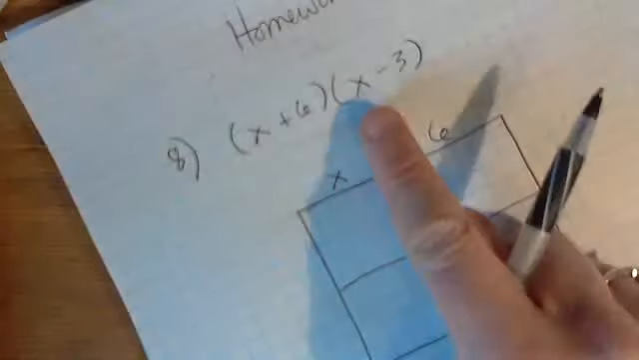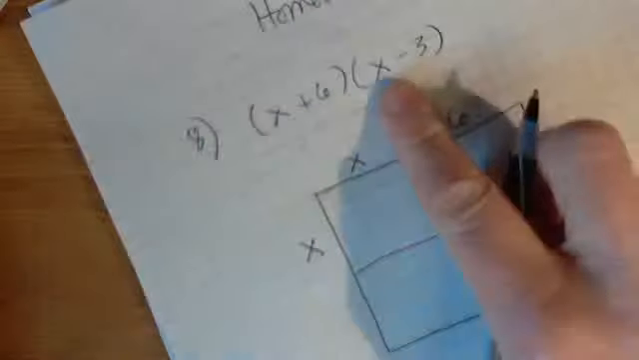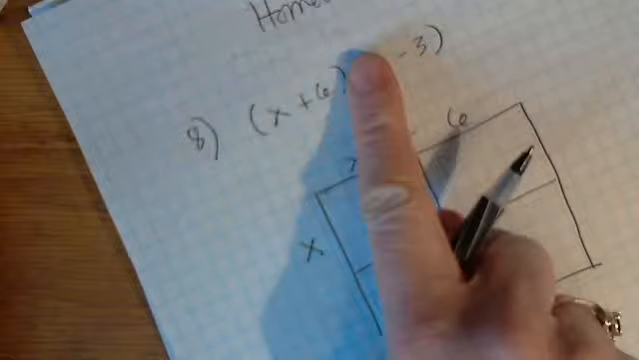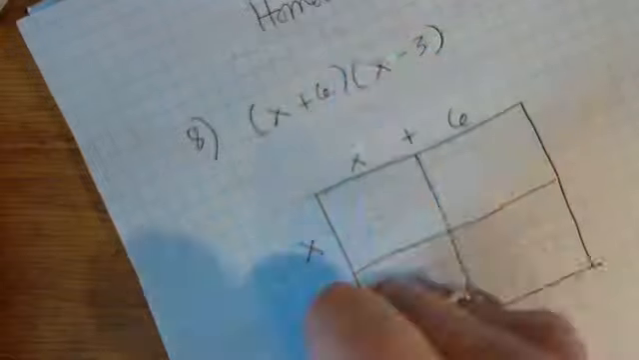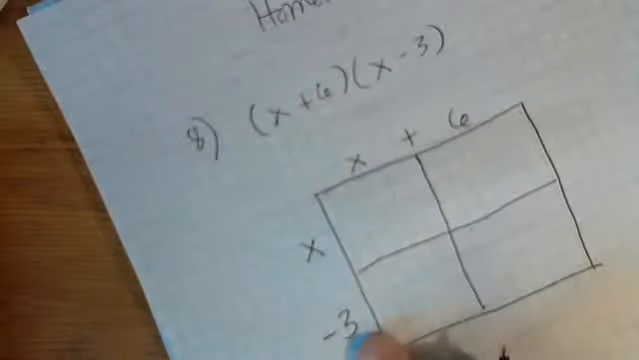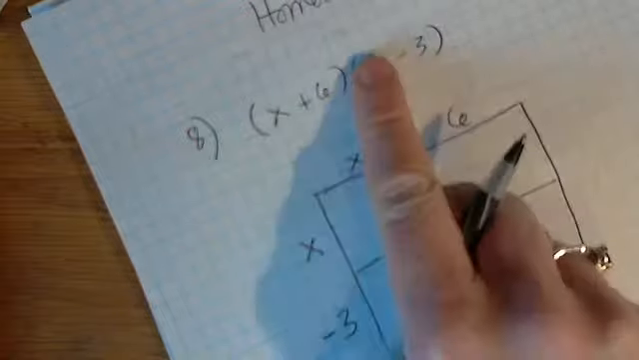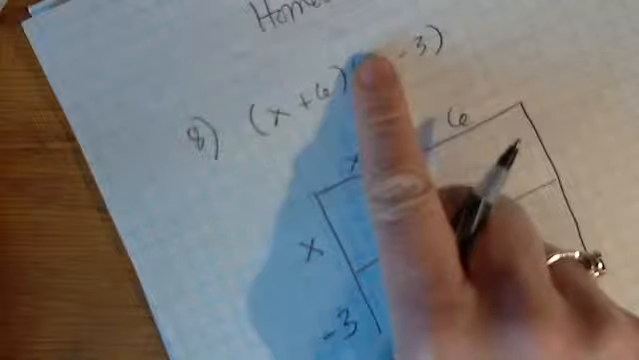Along this edge, I'm going to write the terms for the second binomial. I'm going to put an x here for this term, and now be careful, I'm going to write a negative 3. I'm going to think of this as subtract 3 or a negative 3 for that term, since the minus sign is in front of it.